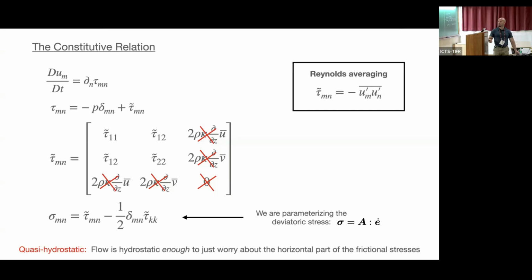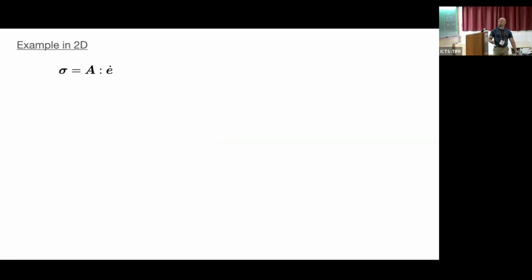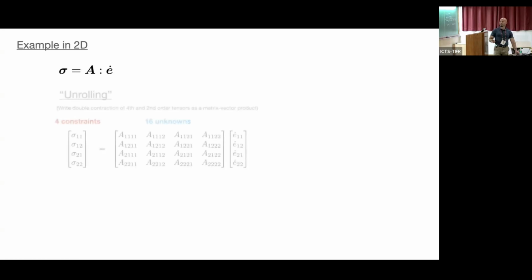Note also that if you did Reynolds averaging, this turns into U prime, which we've seen before earlier in the talk. So this isn't some obscure thing that I pulled out of thin air. This actually relates to the Reynolds stresses. Okay, so what do we actually do with this? So here's a 2D example. We've got our stress on the left, strain rate tensor here. This is our viscosity tensor we want to parameterize.